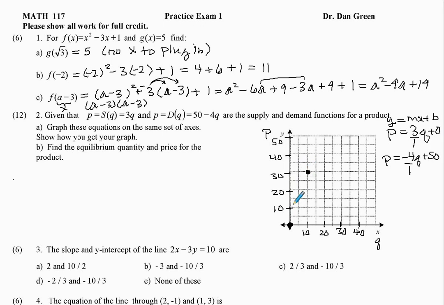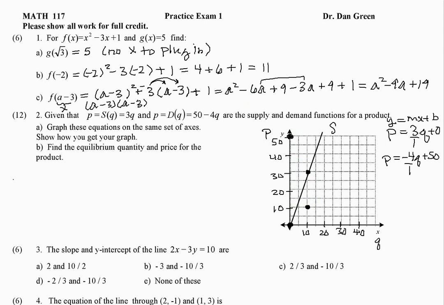So as long as you have equal scaling on the axis, we rise 3 10s and run 1 10. And if we draw that line in there, that looks something like this. So that's our supply function. We'll label that S. Our demand function, we're starting at 50, so up here at 50. And we are going to fall 4, run 1. So we're going to fall 1, 2, 3, 4 groups of 10 and run 1 group of 10.